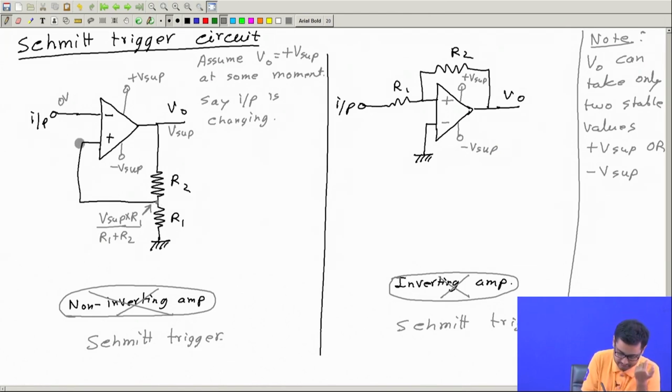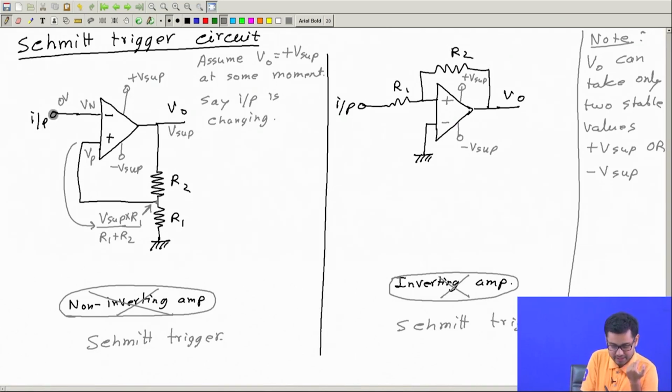So, this point is at the same value like this and is positive. Now, if this is 0, this is positive. So, V P is at a higher value than V in. So, output will be positive V supply. So, it will remain at positive V supply if I make this equal to 0.